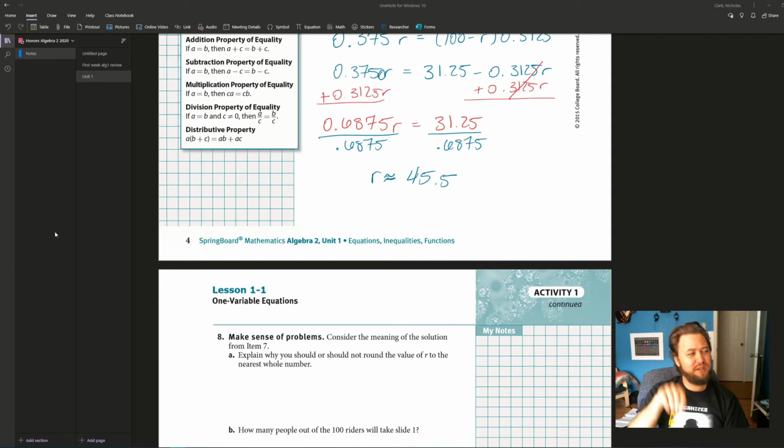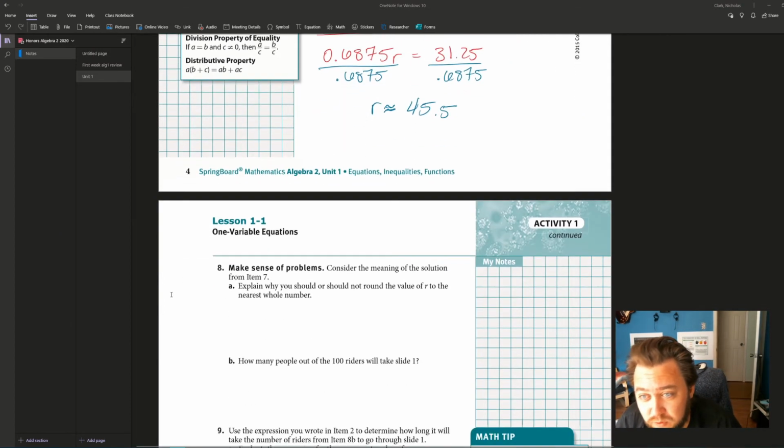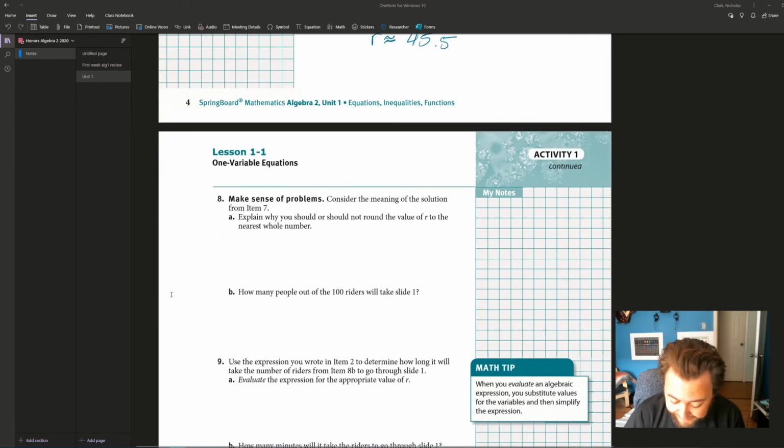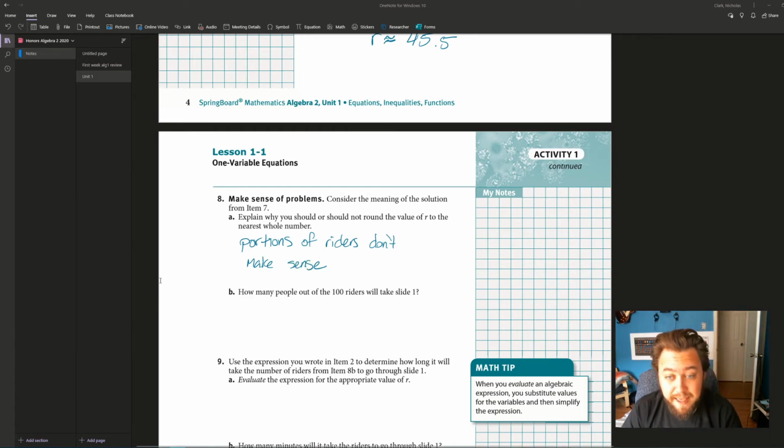Would it be half vertically or would it be half horizontal? Anyway, round up. We are not cruel. So we should totally round it up because we don't like killing people. Portions of riders don't make sense. Gross.